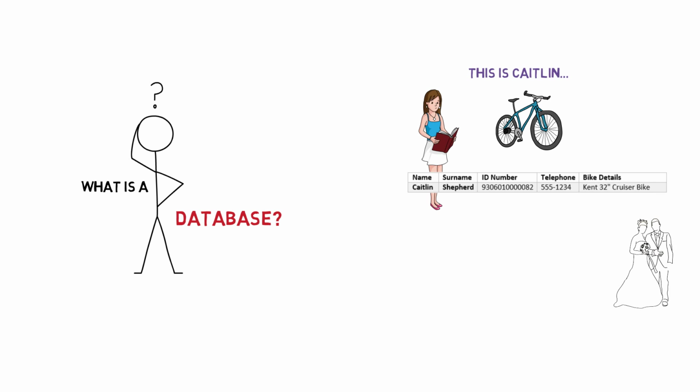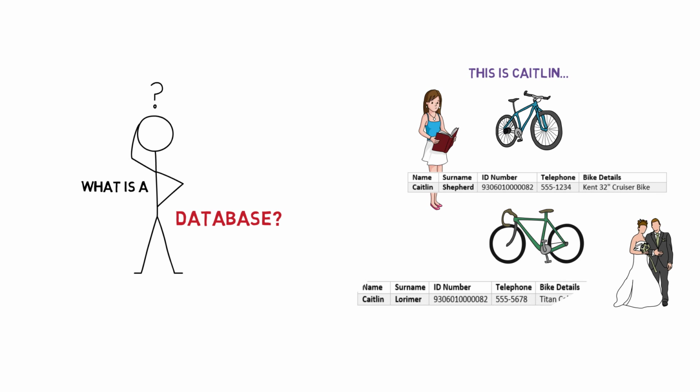Two years later, Caitlin gets married, and her new hubby decides to buy her a mountain bike in her name as a gift. The outdoors company now have the details of a Caitlin Lorimer in their table on their system. Now, the outdoors company decides to send out promotional deals, upcoming bike events, and specials to all their clients, but their information is scattered. What they need is a database.